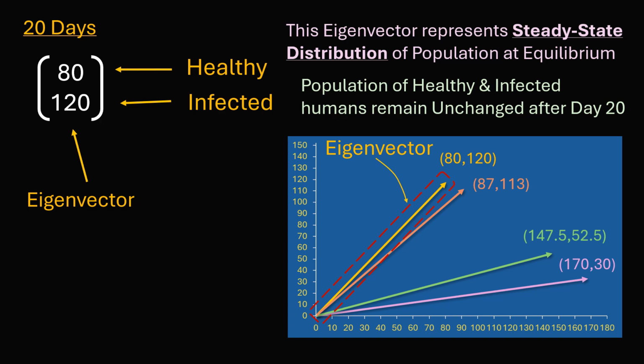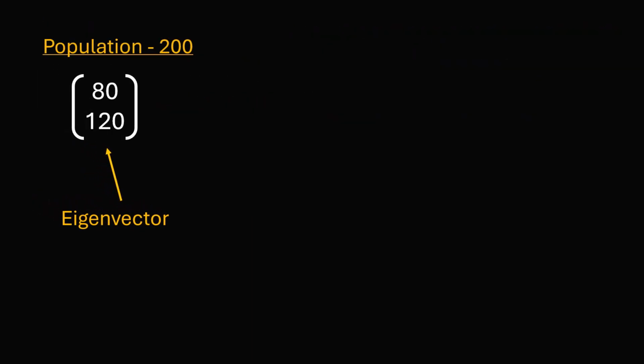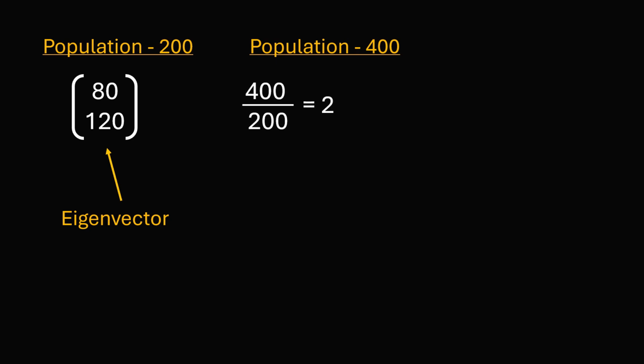And in this case, eigenvector means that the population distribution remains unchanged after day 20. So I've done this calculation for a community of 200 people. So how can this eigenvector be used for communities with larger population? If those larger populations have the same rate of infection and recovery, then I can use this eigenvector to find the steady state point of the population distribution of larger communities. Let us say there is another community with a population of 400 people and it has the same infection and recovery rates. So dividing 400 by 200, it gives me 2.